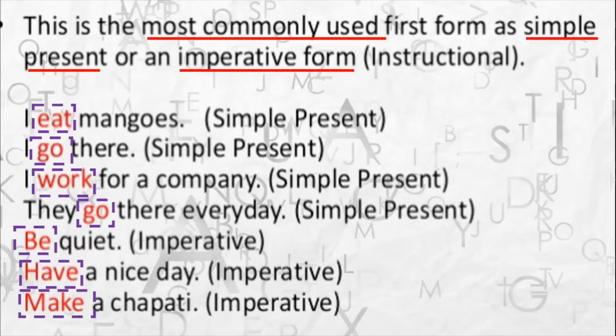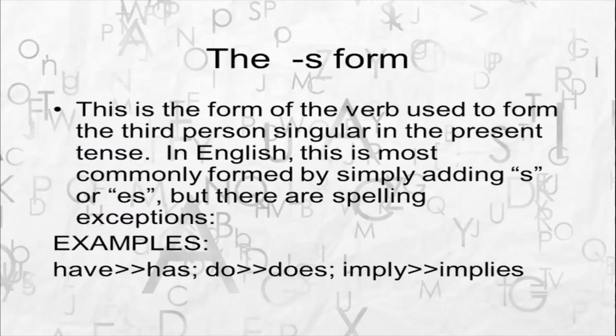We were supposed to talk about the base form of the verb. Let's move on and see the next point there, the S form of the verb. So this is the form of the verb used to form the third person singular in the present tense. Third person singular is he, she, or it. Okay, that is the third person singular. In English, this is most commonly formed by simply adding s or es.